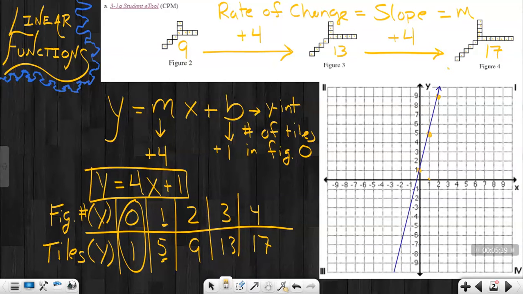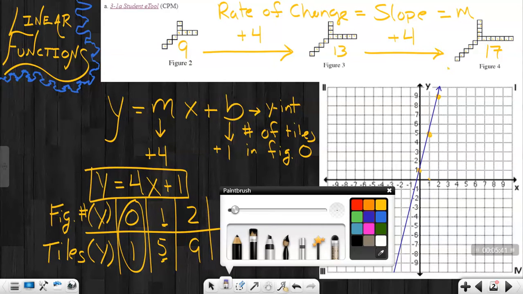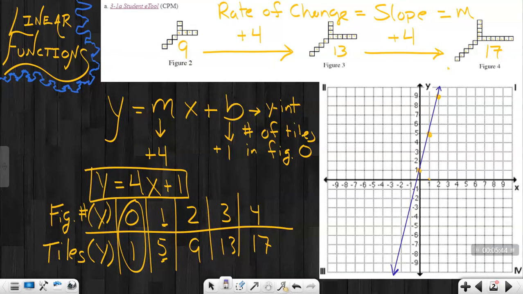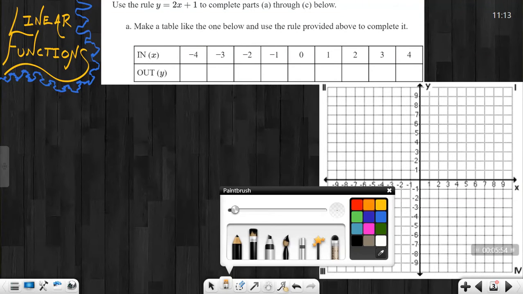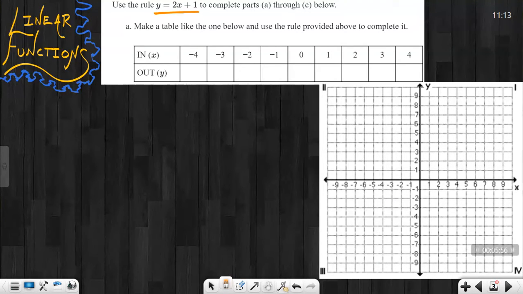Now a good line would actually have a nice little arrow at the other end down here because we're extending in both directions. All right. And that's how I go from my tile pattern to my rule, table, and graph. Let's take a look at when we're given the rule. In this case here, we are given the rule right off the bat. You can see they gave us the rule right up top here, y equals 2x plus 1.